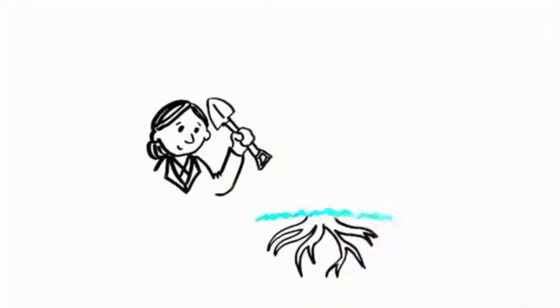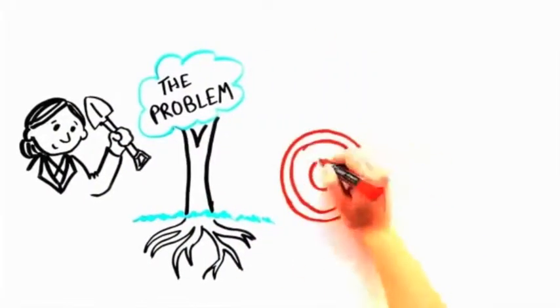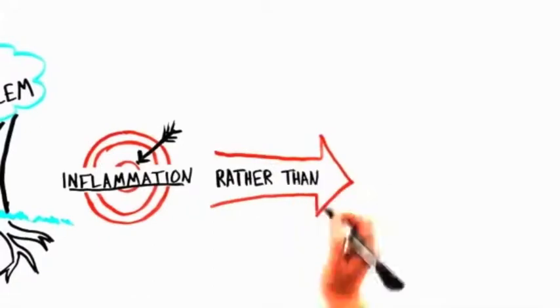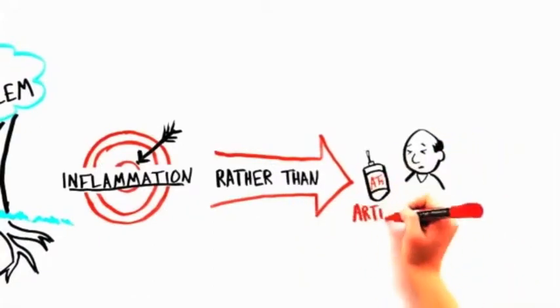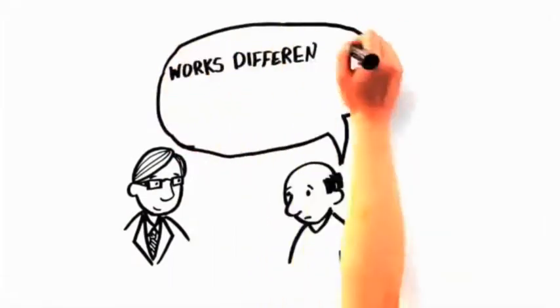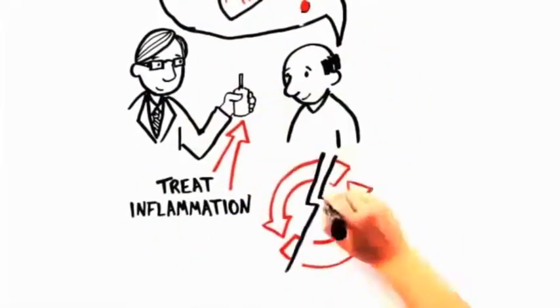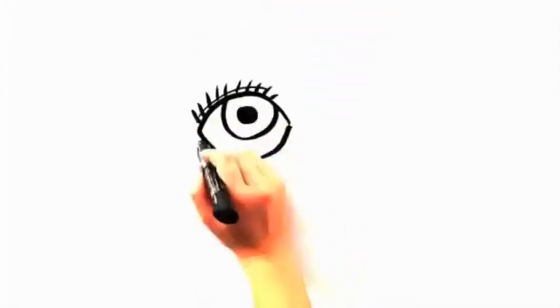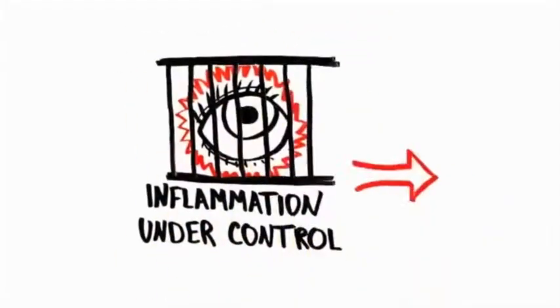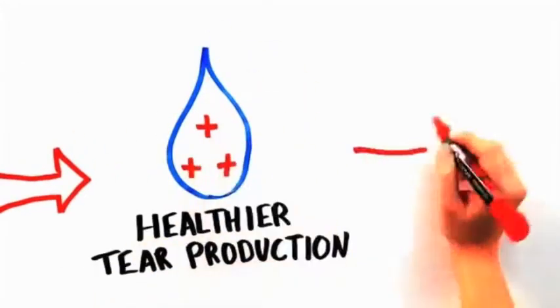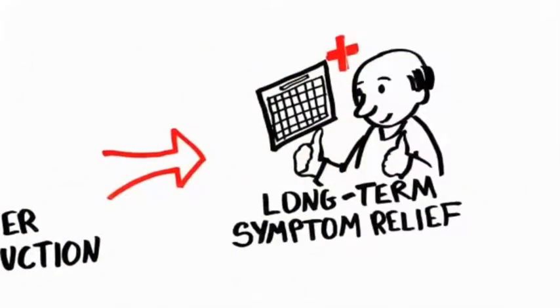In light of the new research on the role of inflammation in dry eye, doctors are now focusing more on getting at the root of the problem by targeting inflammation rather than only managing symptoms with artificial tears. Ask your doctor about treatment options that work differently than artificial tears to help treat the inflammation and break the cycle. By getting the inflammation under control, the irritation will decrease, leading to healthier tear production and long-term symptom relief.